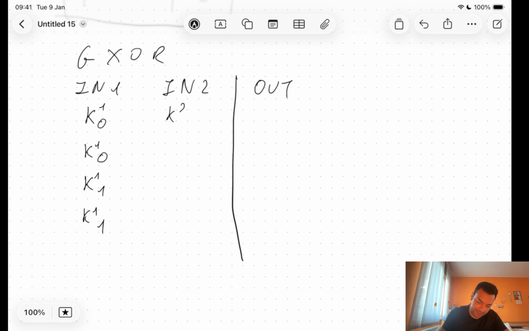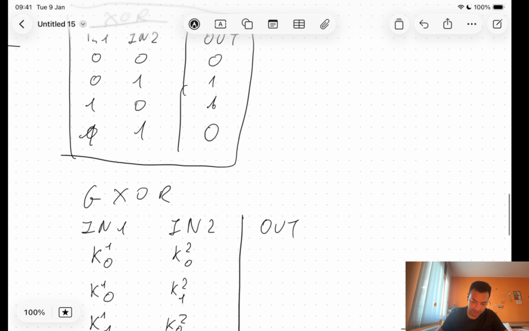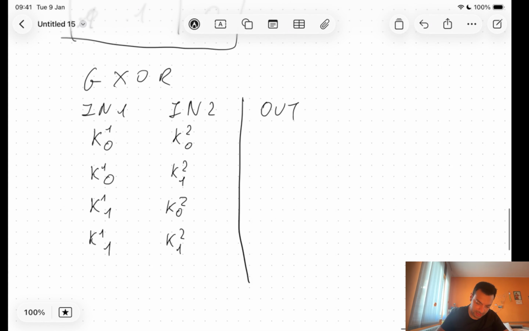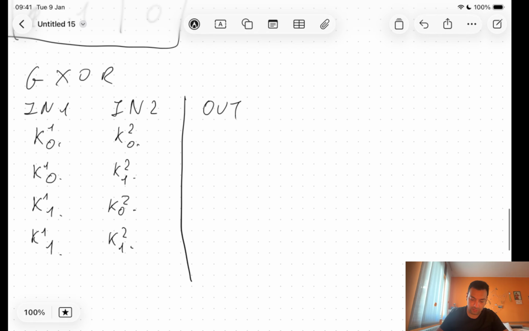And then the second key is 0, 1, 0, 1, right? We are copying the same order: 0, 0, 1, 1, 0, 0, 1, 1, 0, 1, 0, 1. And if you look at this, 0, 0, 1, 1, 0, 1, 0, 1. What's happening here? We have the encryption using key 1, 0 and key 2, 0 of the number 0, right?